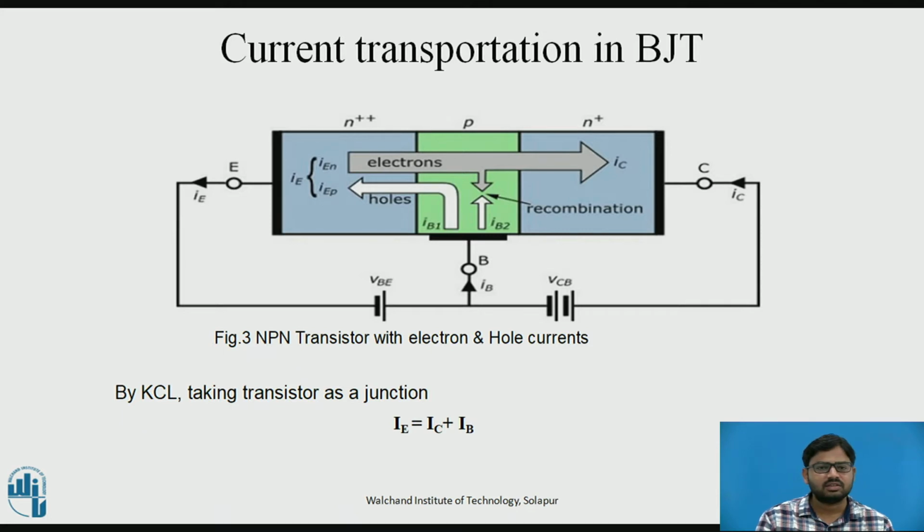The next slide is current transportation in BJTs. In the current transportation in a BJT, as I told you, the NPN is most commonly used for application as a transistor.